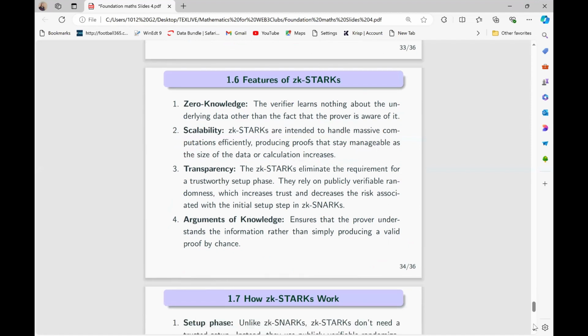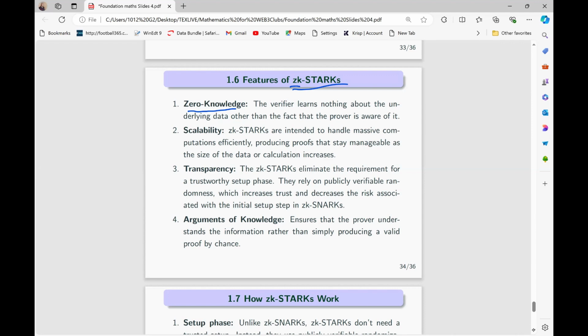Now, because of that disadvantage, there came up the ZK stacks. ZK stacks just come in because of that one disadvantage, which is being addressed. But of course, we have the ZK stacks because of it. What does it mean? Again, it is an abbreviation. The first two letters, zero knowledge. The verifier learns nothing about the underlying data other than the fact that the prover is aware of it.